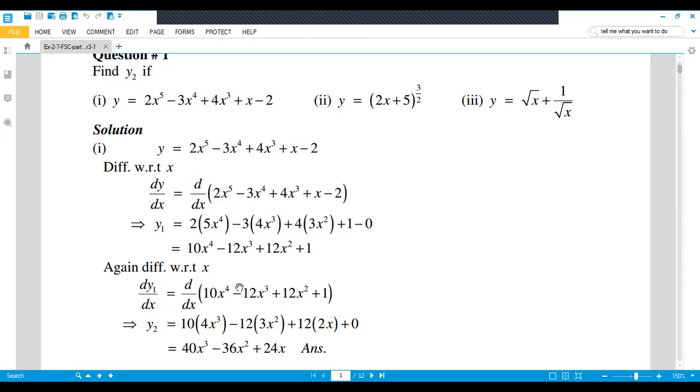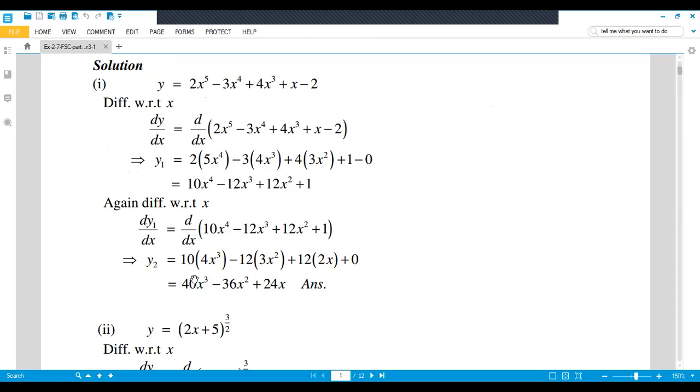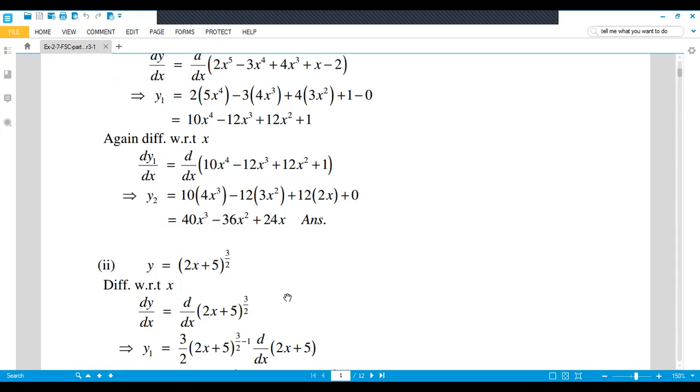So this 10 as it is, the power 4 will come in the coefficient and from power 4 you subtract 1, so 4 minus 1, you will get x cube. Minus 12 as it is, the power will come in the coefficient and from the power you subtract 1, so 3x square. And here 12 as it is, the power will come in the coefficient and from power 2 you subtract 1, you get power 1. And the derivative of the constant 1 is 0. So what do you get? 10 4s are 40, 12 3s are 36, 12 2s are 24. So this is the required answer.